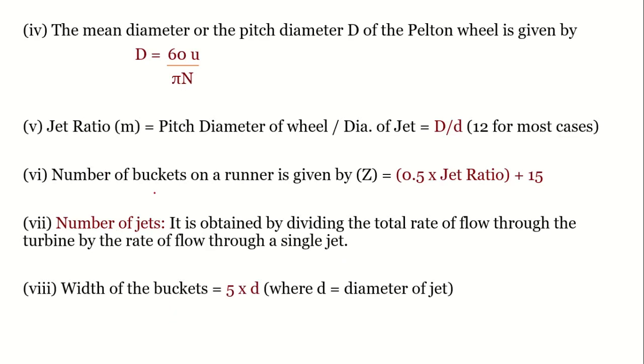And next we have the width of the buckets. First we have done with how many buckets are to be accommodated on the wheel. Next, coming to the width of each bucket, which is given by 5d, where d stands for the diameter of the jet.